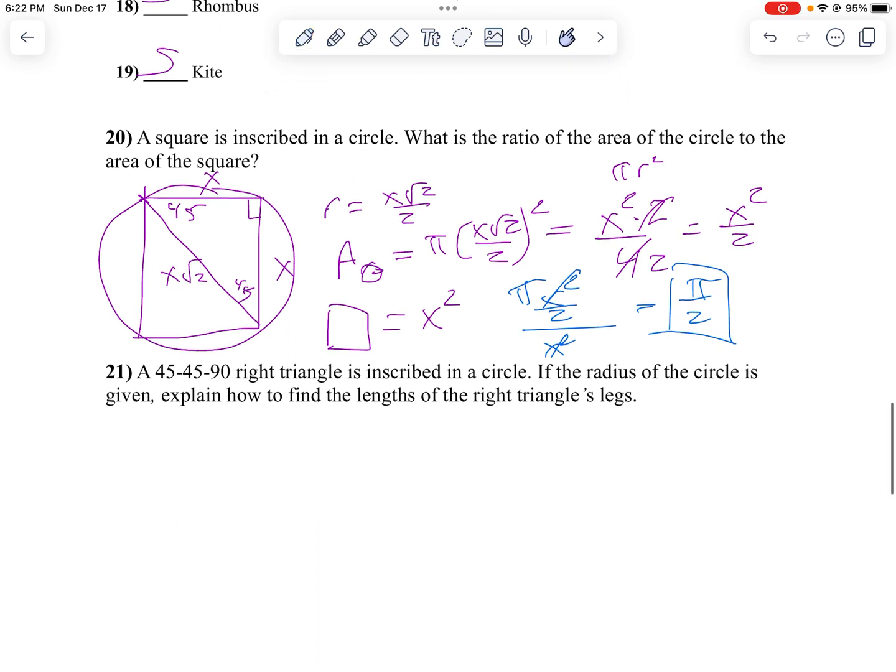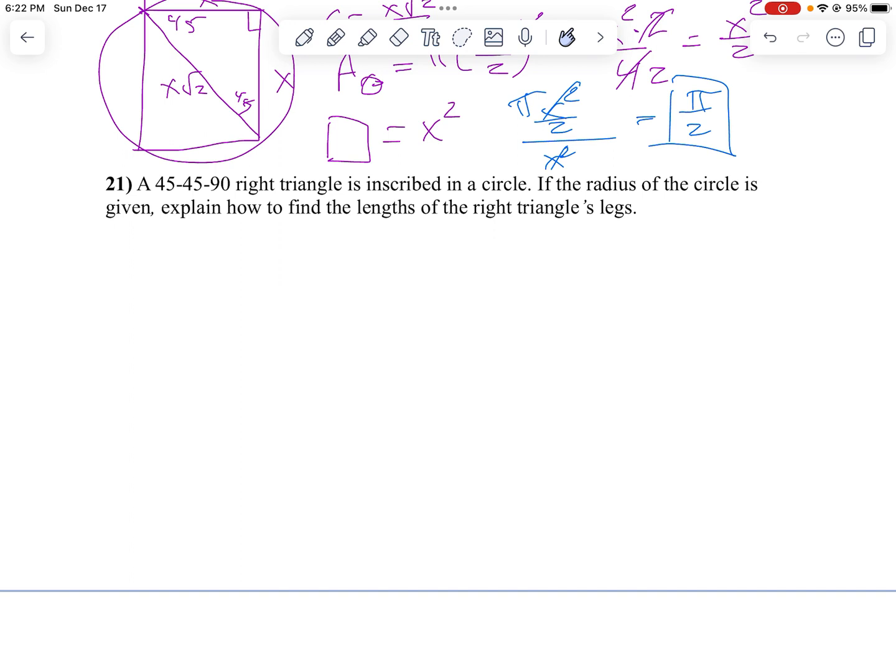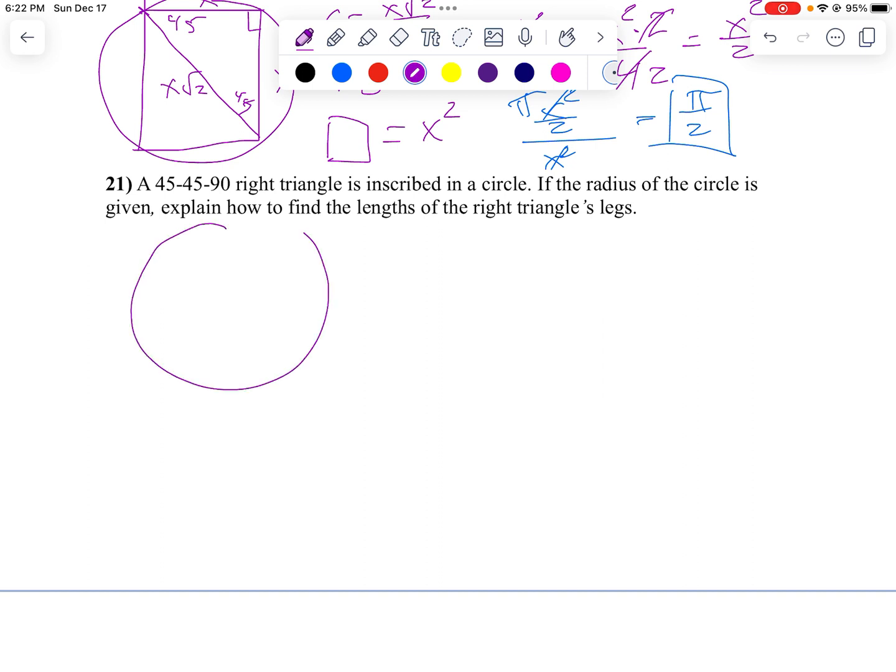Okay. Number 21, a 45, 45, 90 right triangle is inscribed in a circle. So let's draw that out. If the radius of the circle is given, explain how to find the lengths of the right triangle.